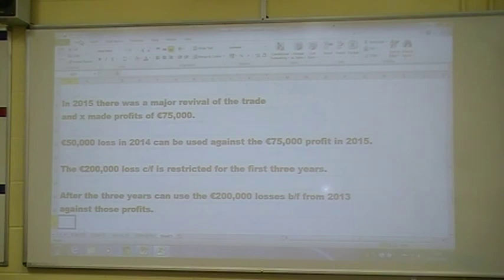A 25% restriction means you're allowed 75%. So say your loss was 10,000, you can only use 7,500. You're losing 2,500 worth of loss there. And with 50%, you're losing 5,000 worth of your loss, which is costly. It can make a big difference if you're a big company.